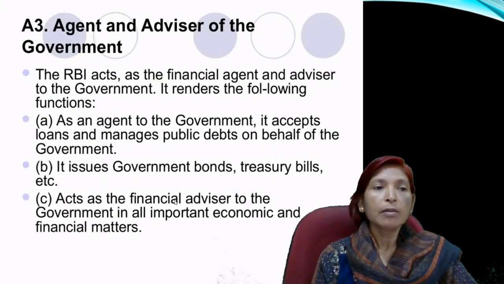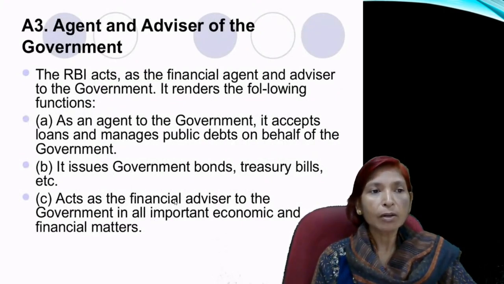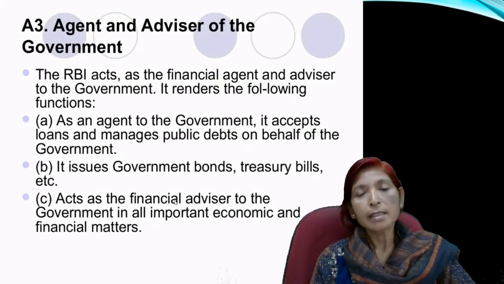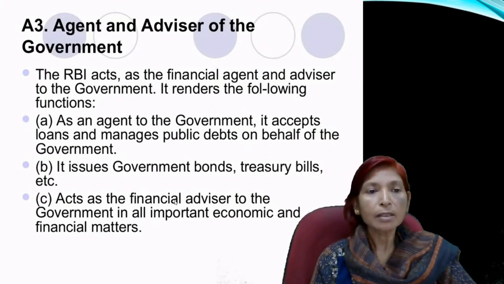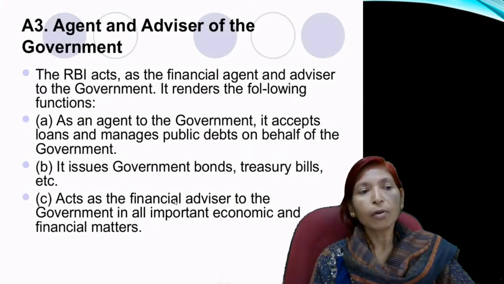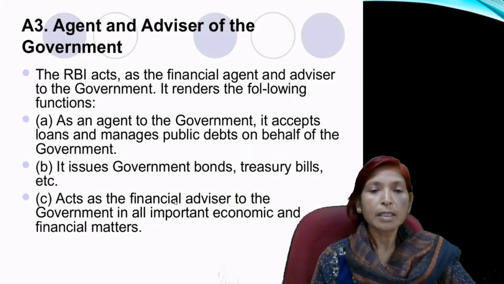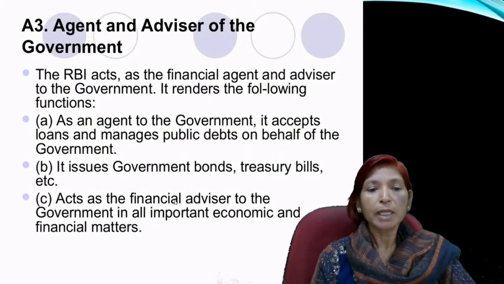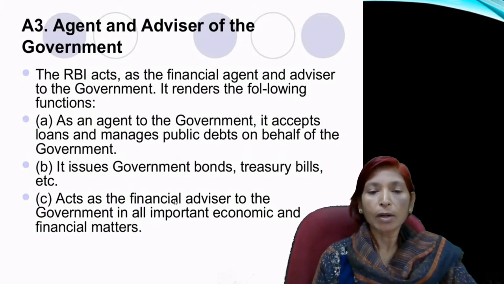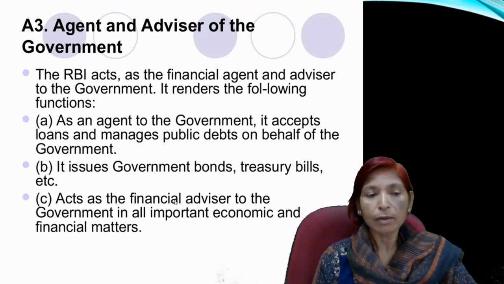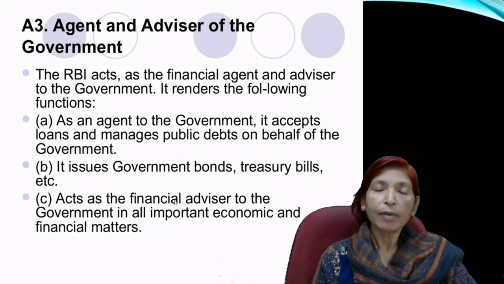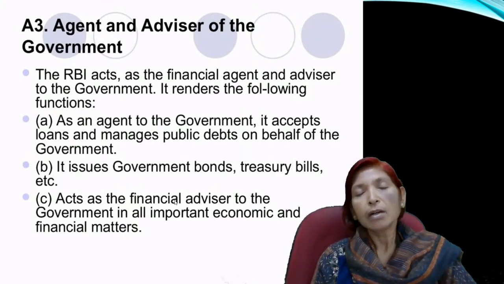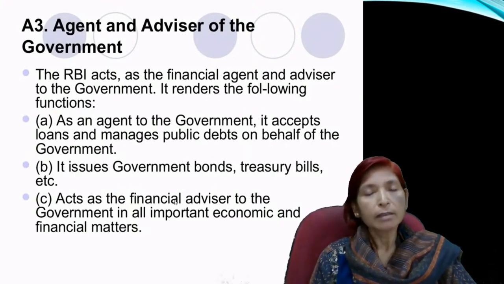RBI works as an agent and advisor of the government. RBI acts as the financial agent and advisor to the government. It renders the following functions. As an agent, it accepts loans and manages public debts on behalf of the government. It issues government securities, bonds, treasury bills, etc. It acts as the financial advisor to the government in all important economic and financial matters.